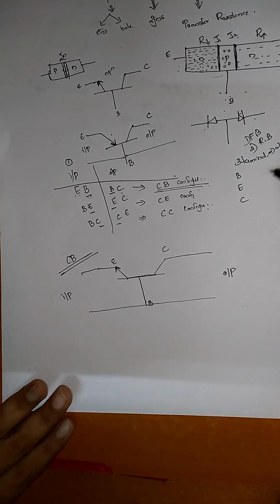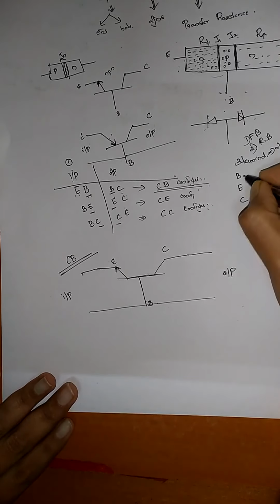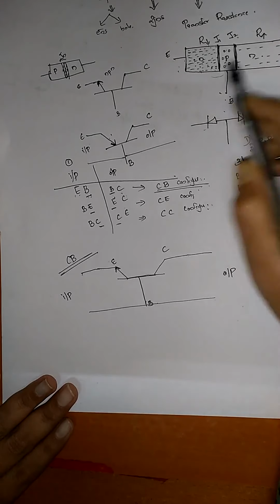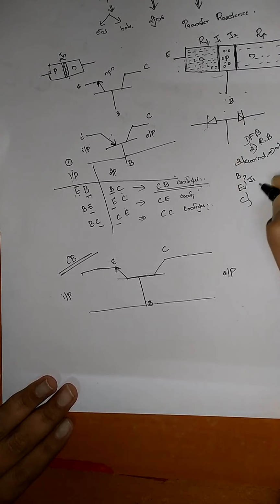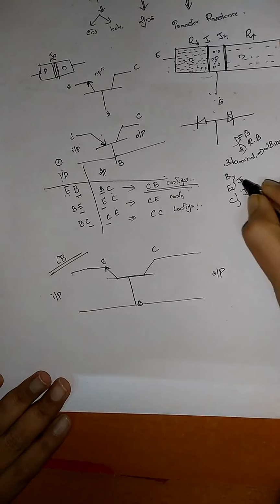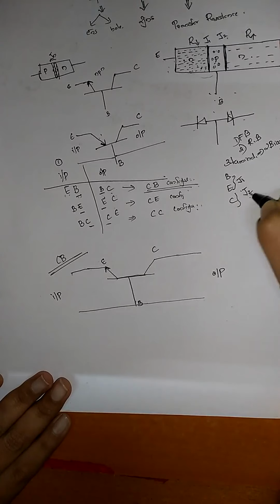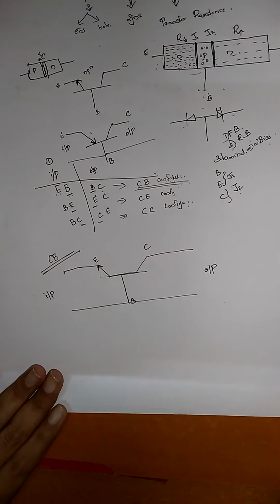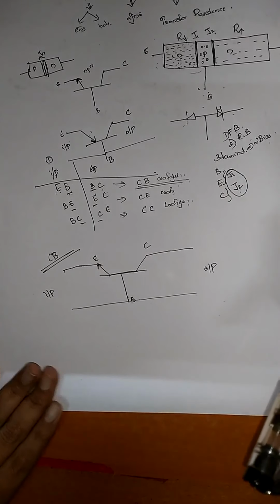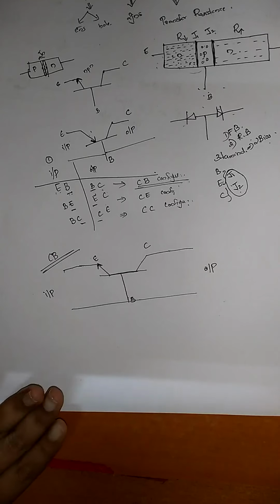So we have three terminals and we have two junctions. In between base and emitter it is junction J1, and in between base and collector we have junction J2. Sorry, for the common emitter configuration we have two junctions. We can employ forward biasing or reverse biasing to each junction. So similarly, here we have two junctions and two biasing types, so four combinations are possible for a transistor.